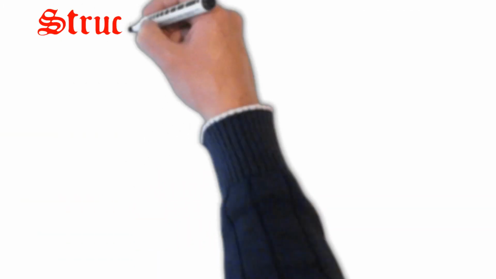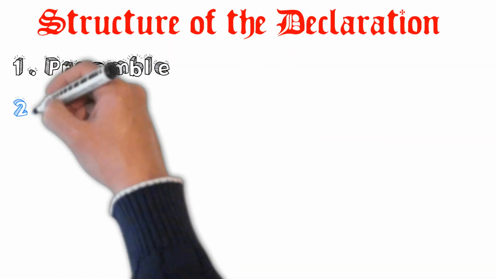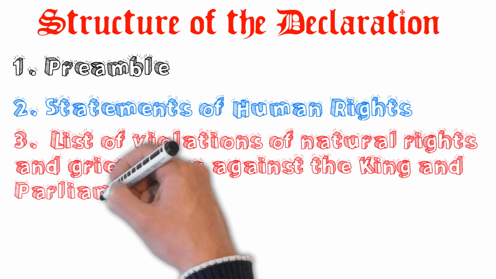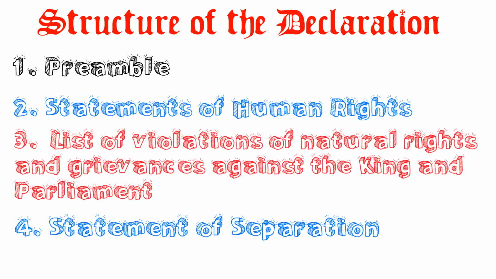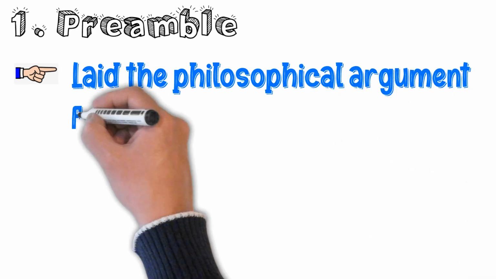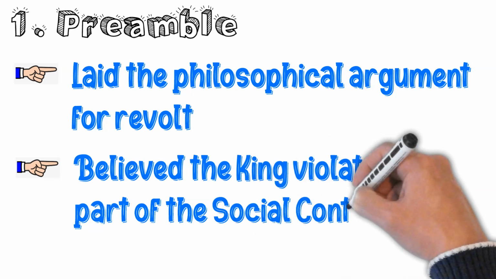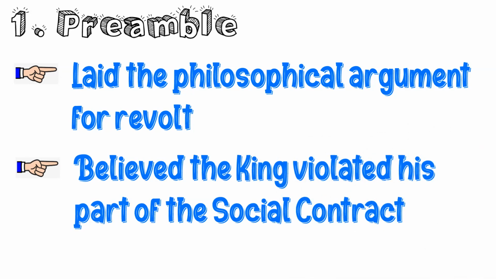The Declaration is broken down into four parts: the preamble, the statement of human rights, the list of violations of natural rights and grievances against the king and parliament, and lastly, the statement of separation. In the preamble, Jefferson writes, "When in the course of human events it becomes necessary for one people to dissolve political bands which have connected them with another." Here we clearly see the philosophical argument that British rule over the colonies was no longer legitimate. Remember, because the king had violated his end of the social contract, it was the duty of the citizens to dissolve their political bands with England.